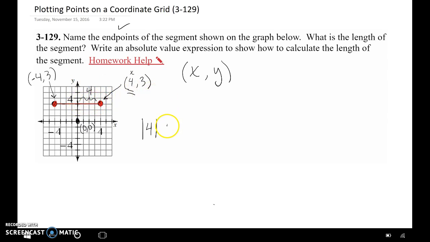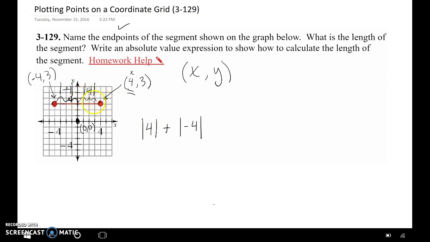And if I take that distance and add it to this distance here, how far away is negative 4? So this is the absolute value of 4, the distance it is from 0. And then how far away is negative 4 from 0? Plus the absolute value of negative 4. So here's our absolute value expression.